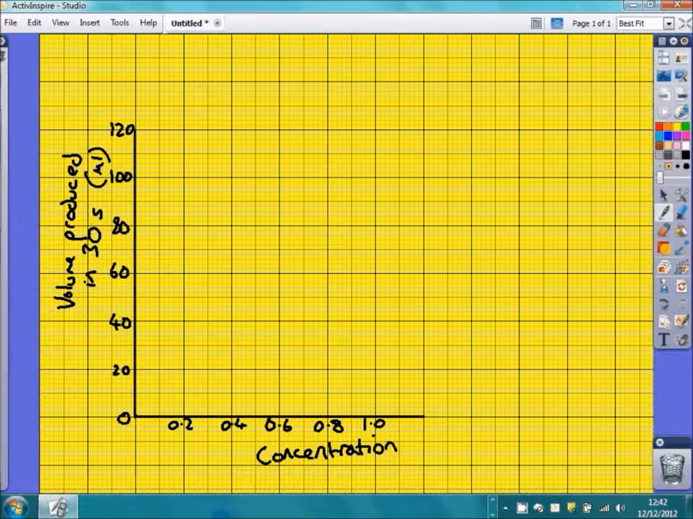For the concentration 0.2, we produced 6 ml of gas. So we put that on there. For 0.4 we produced 9. For 0.6 we produced 22. For 0.8 we produced 60. And for 1 molar we produced 112. So you can see, as the concentration goes up, the volume of gas produced also goes up.